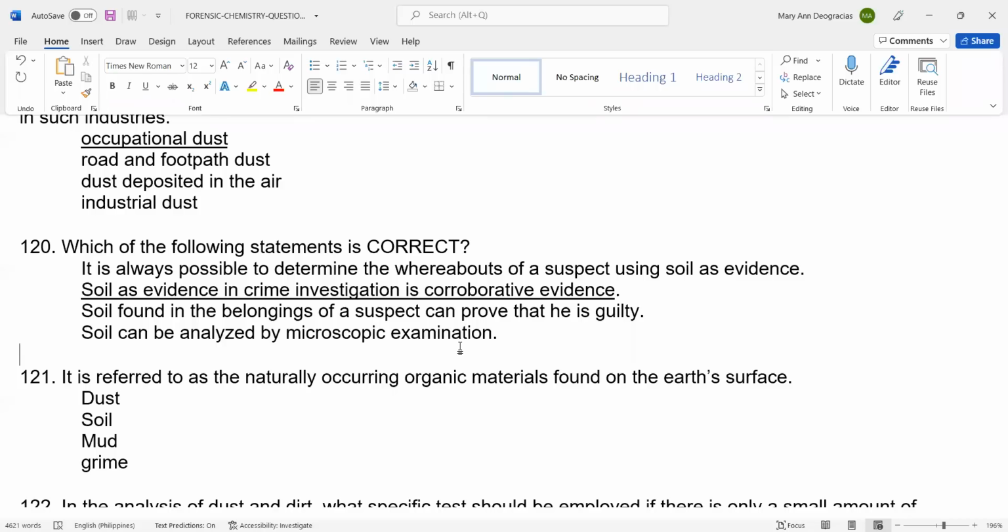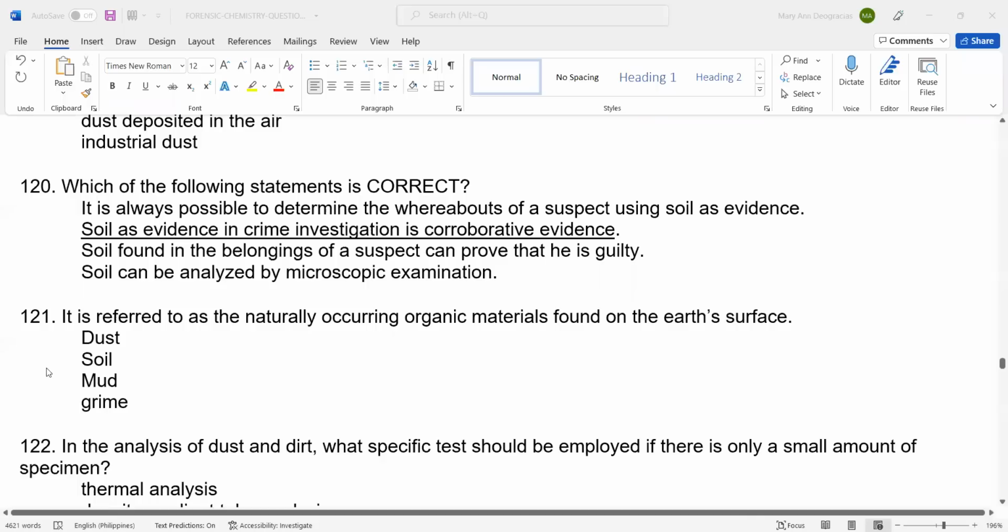121. It is referred to as the naturally occurring organic materials found on the Earth's surface. A, dust, B, soil, C, mud, D, grime. Of course, letter B. So that's soil. These are the easy questions.